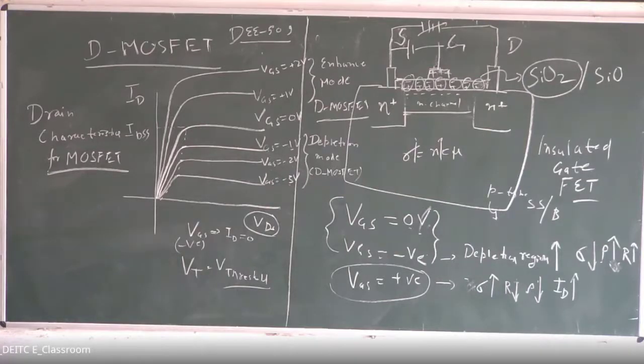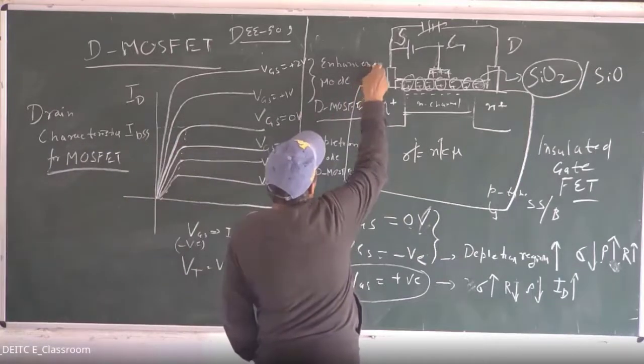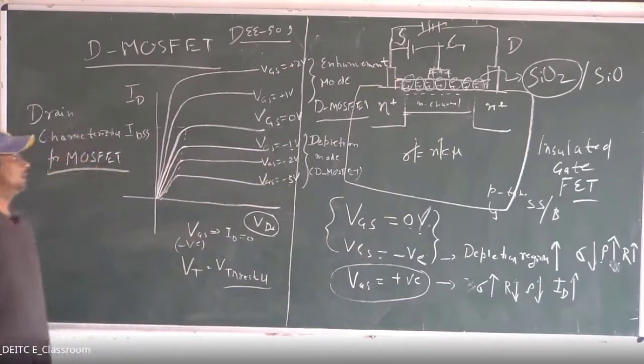So there are 2 modes. What we need to understand, there are 2 modes in the D-MOSFET. One is the depletion mode. In the depletion mode, the current decreases. And this is the enhancement mode for the D-MOSFET.